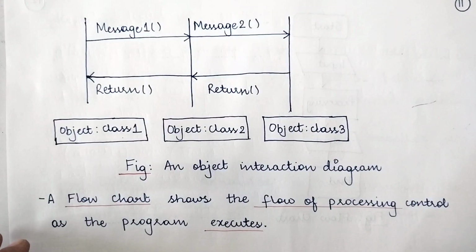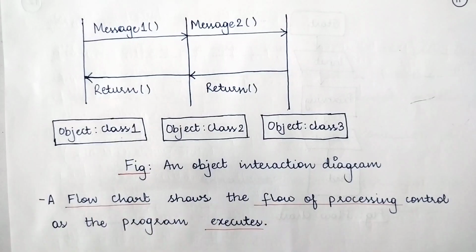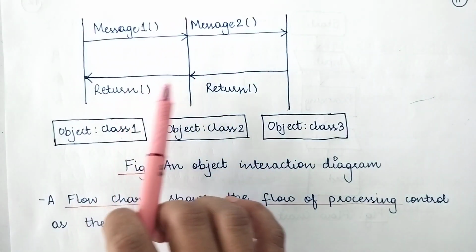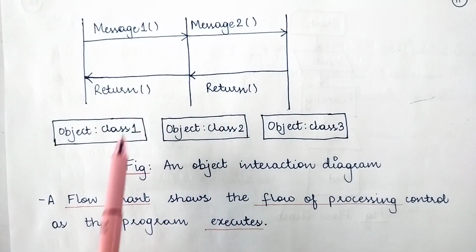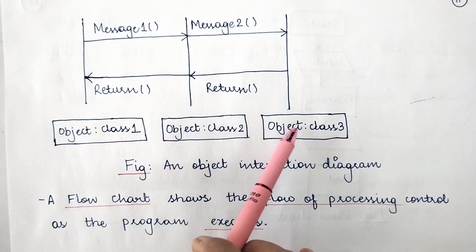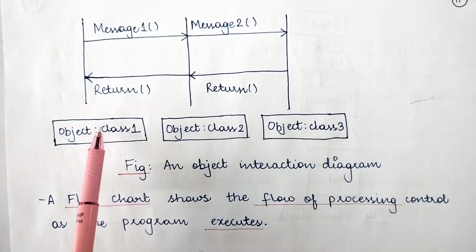Here you can see an object interaction diagram. For example, message 1, message 2, these are the interactions between the objects, return, return. So, object class 1, object class 2, object class 3, classes are represented as objects in a box.